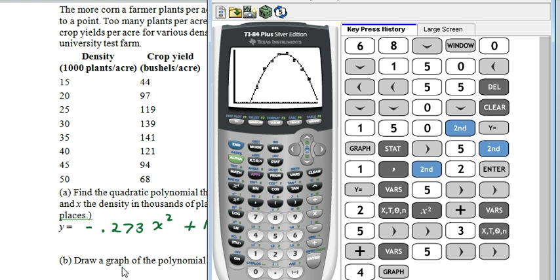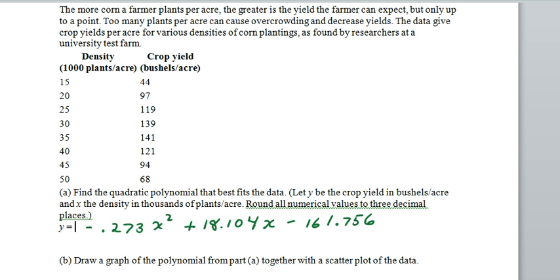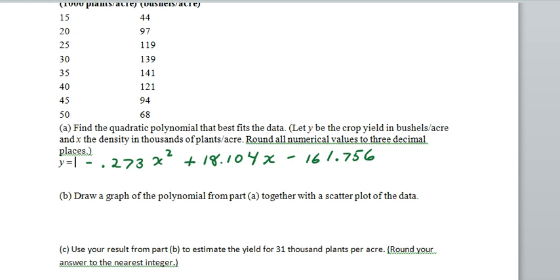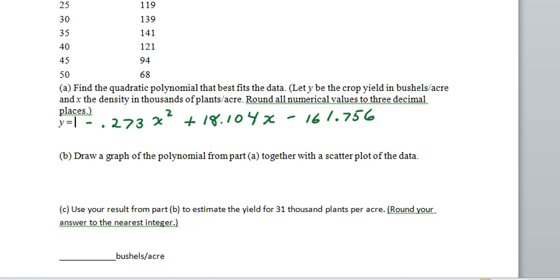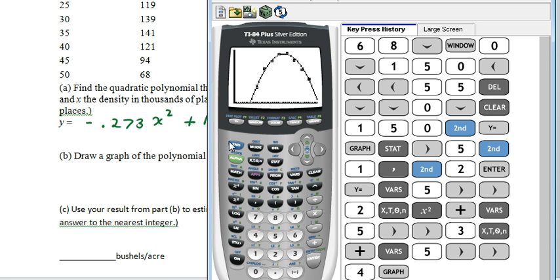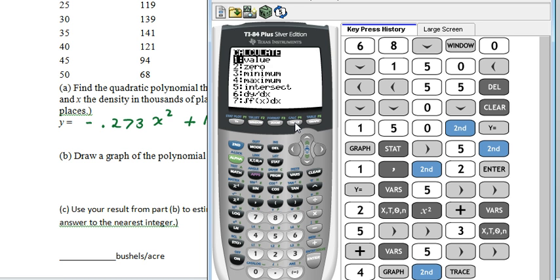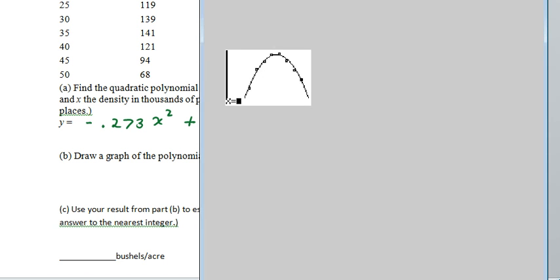And so part C asks us then to use our results from part B to estimate the yield for 31,000 plants per acre, round to the nearest integer. And so now we're going to go back and do second trace, which gives us calc, value for 1, and our x value is going to be 31,000.